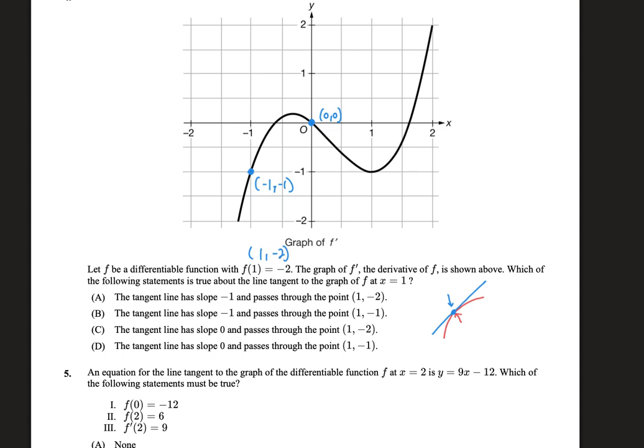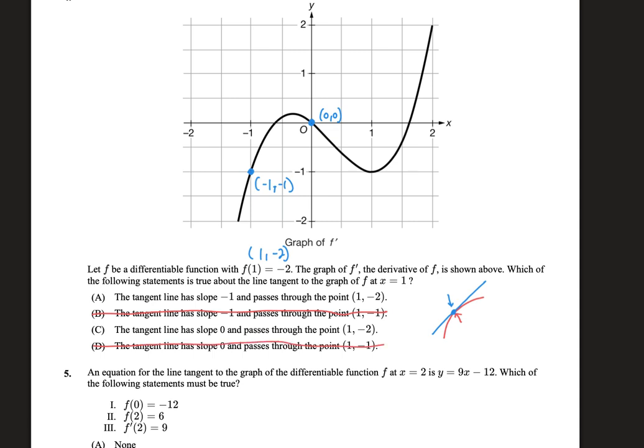Okay, so we know it's going to be either A or C because the tangent line passes through 1 comma negative 2. The tangent line at x equals 1 passes through this point. Okay, so we know it's not B and it's not D.